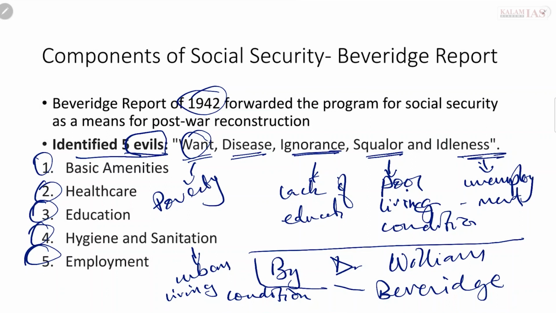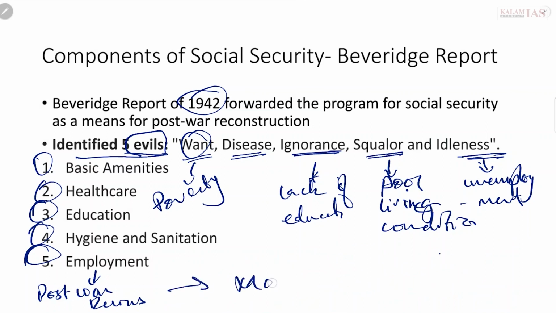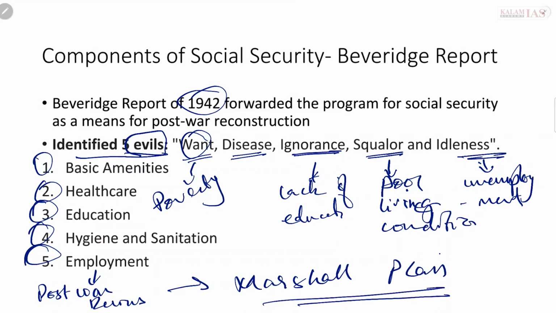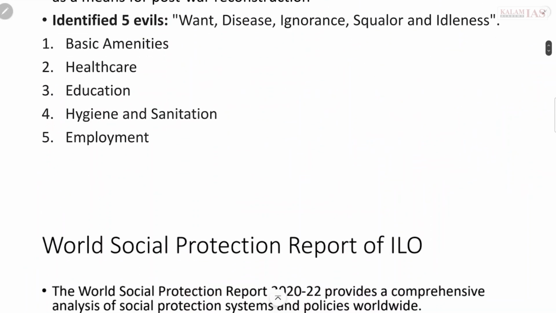And the last was employment. This was a post-war reconstruction plan called the Marshall Plan, to generate employment by improving the social security available in the society. So these were the 5 components of the Beveridge report, which was basically the first statement of social security in the entire world.